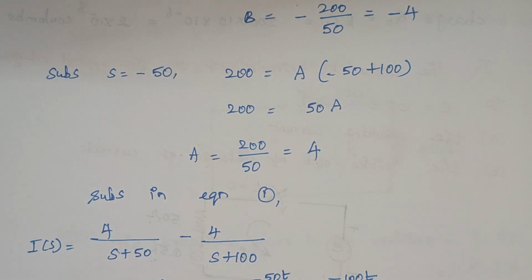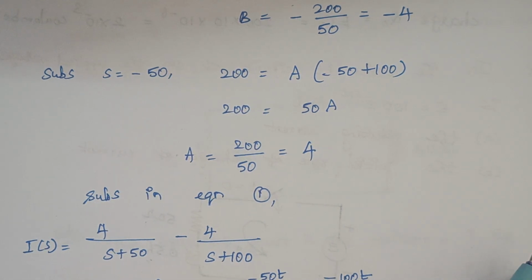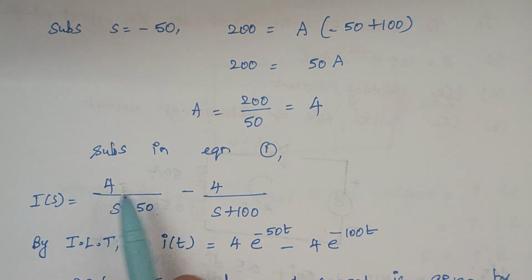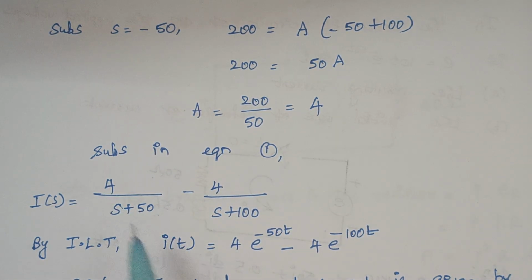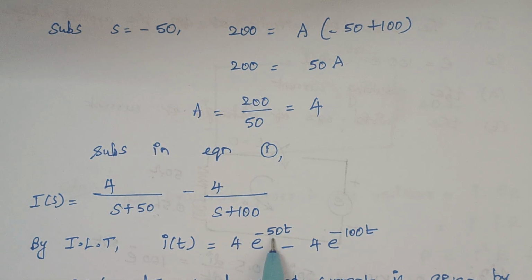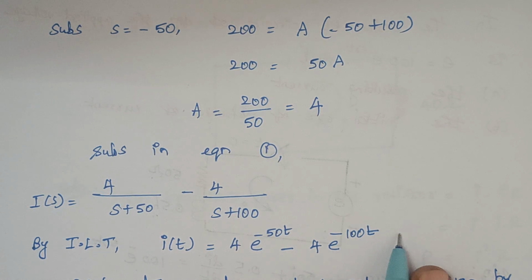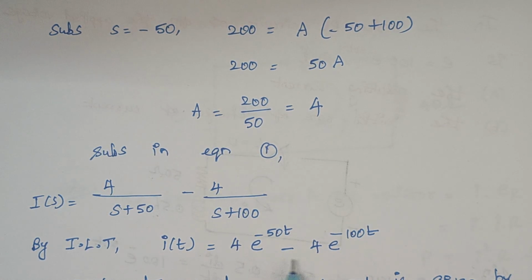Our aim is to find the current, so everything should be in terms of t. Therefore, we take the inverse Laplace transform. I of s becomes I of t, and 4 by s plus 50 becomes 4 e to the power minus 50t. Similarly, 4 by s plus 100 becomes 4 e to the power minus 100t. So this is the current.